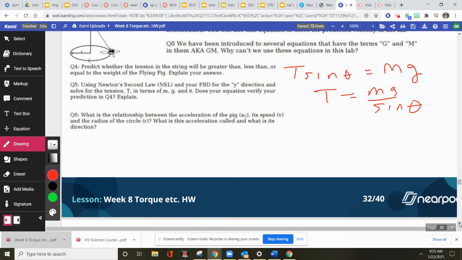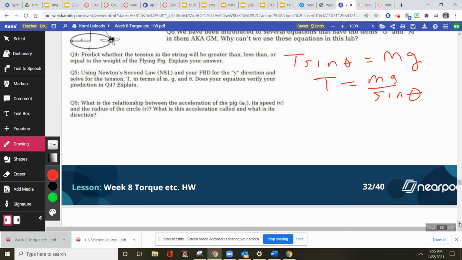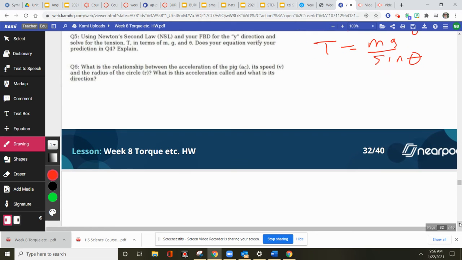What's the relationship between the acceleration of the pig, v, and the radius of the circle? What is this acceleration called? It's centripetal. So the centripetal acceleration is equal to v squared over r. It's inward.